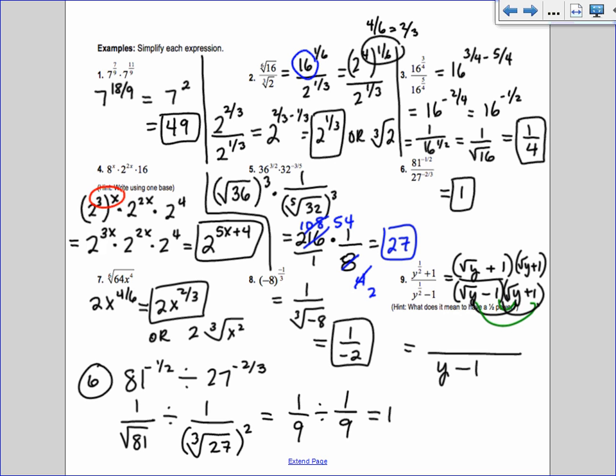But on the top, I have to FOIL, and I have square root of y times square root of y is y. Square root of y times 1 is square root of y. 1 times square root of y is square root of y. And 1 times 1 is 1. So I get y plus 2 square root of y plus 1 all over y minus 1. We leave it like that.